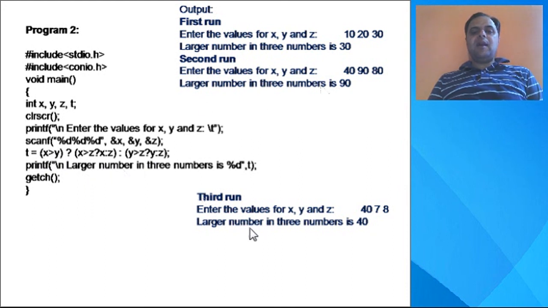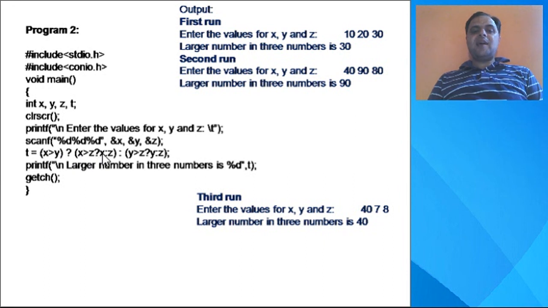So in the third run, I have entered the values. For x is 40, for y is 7, and for z is 8. So again we have checked 40 is greater than 7. Yes, this is true. So control will go to this statement. So now we have to check 40 and 8. So 40 is greater than 8.